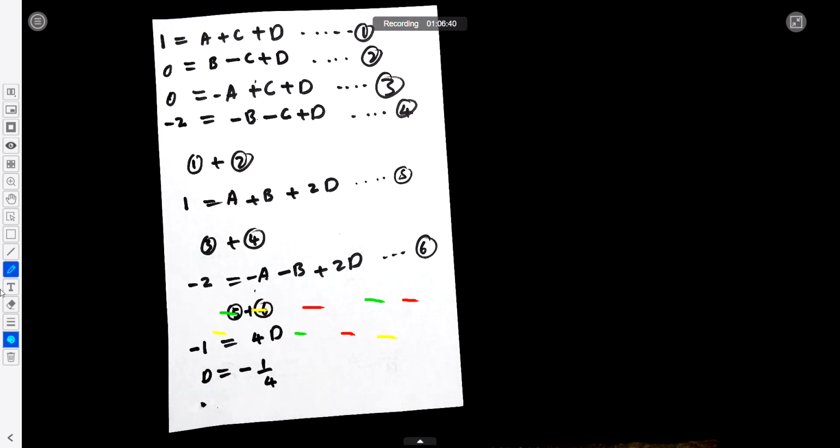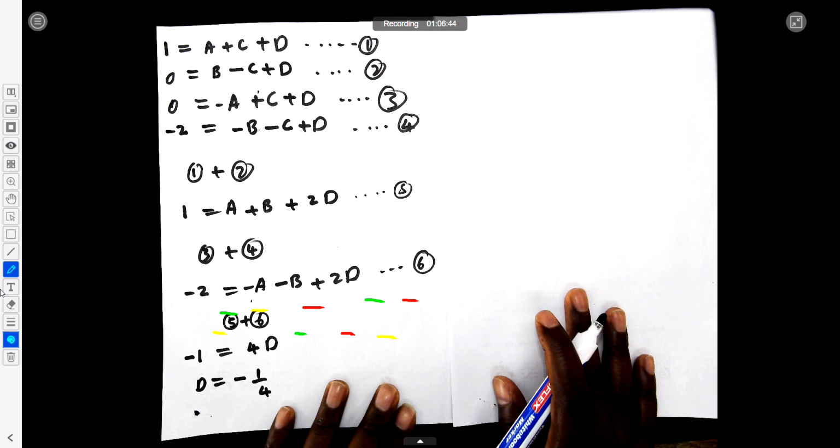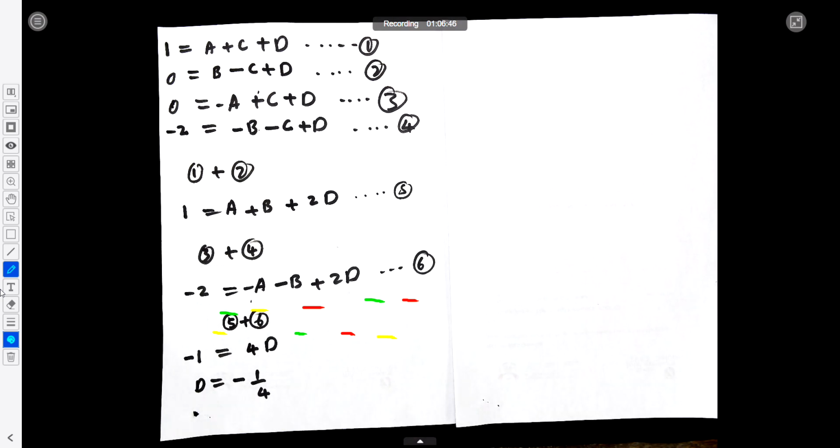It's an exam time problem. Exam time. So in our equations 1, 2, 3, 4, let us try and eliminate now and see which variable we can leave out at the end.